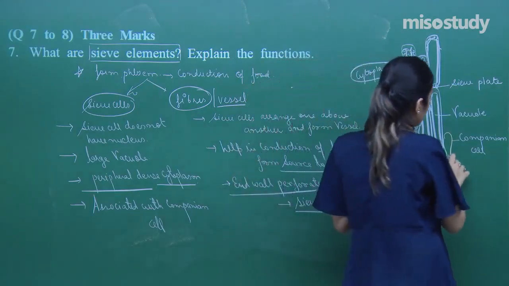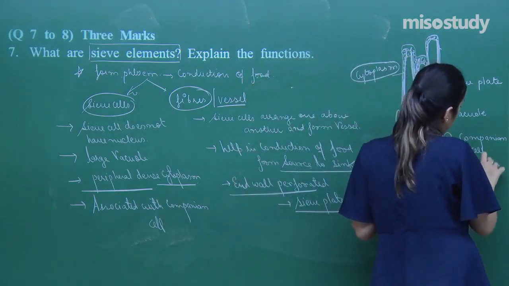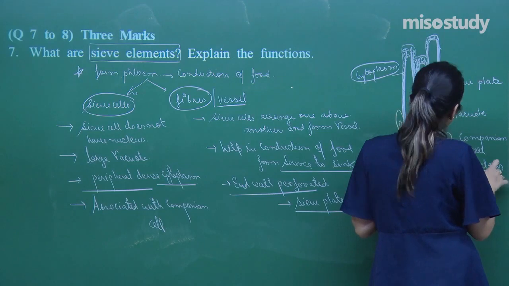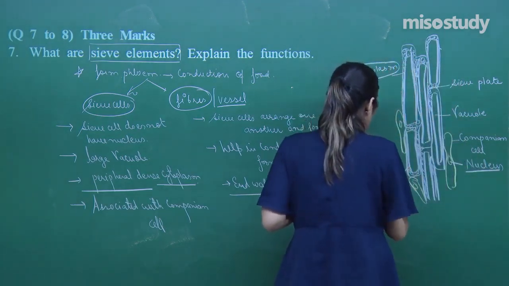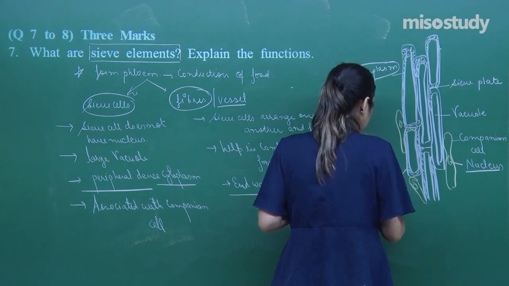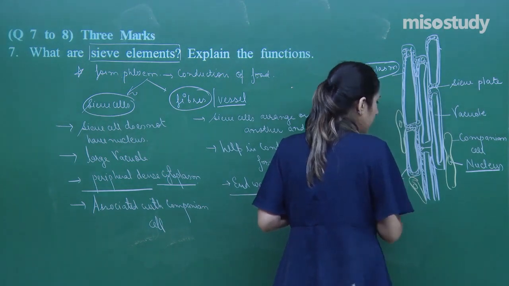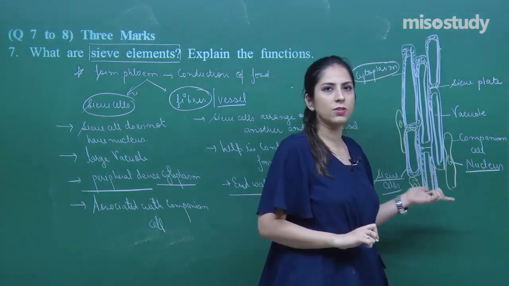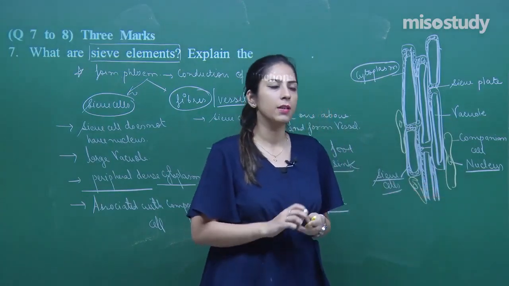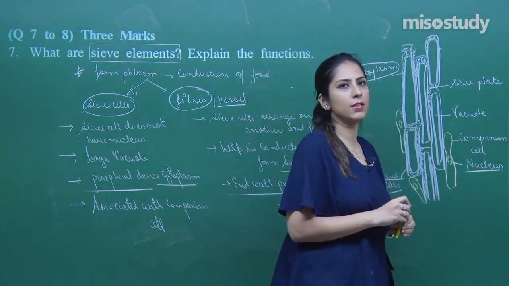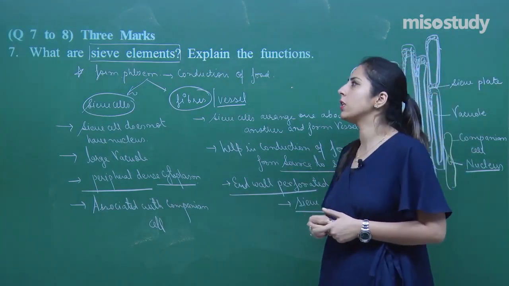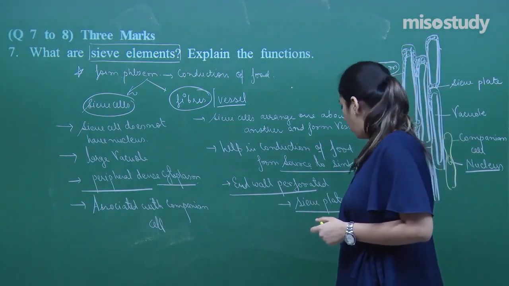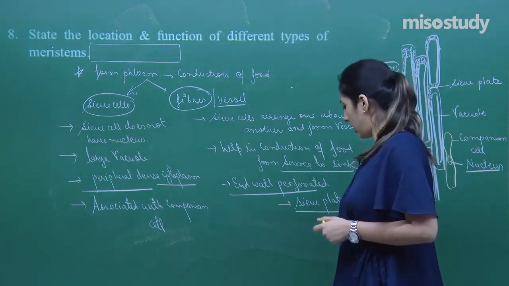So companion cells, these are the nucleus which is present in the companion cell with which it guards the activity of these sieve tube cells. So this is a sieve cells. So this is a structure of these sieve tubes, cells arranged one above another and they form a vessel-like structure. So this was a question number 7. Let's move forward with the next question.